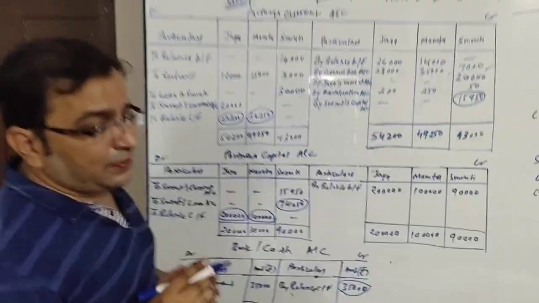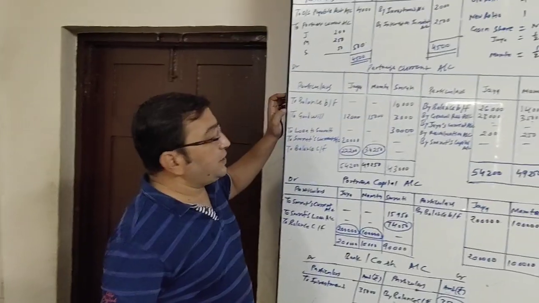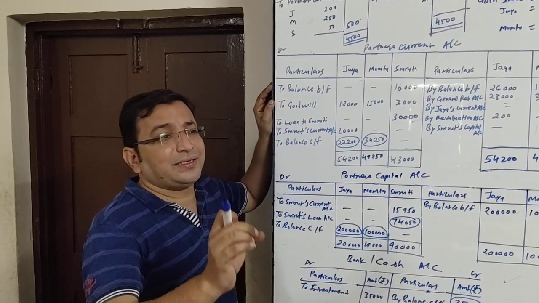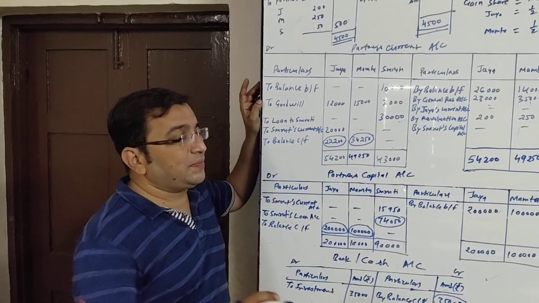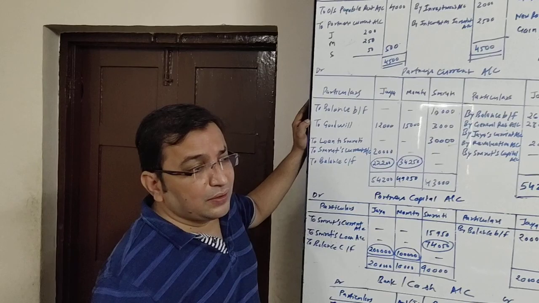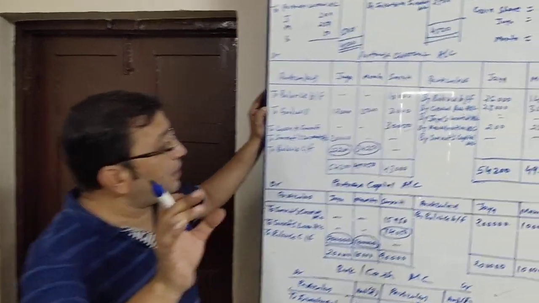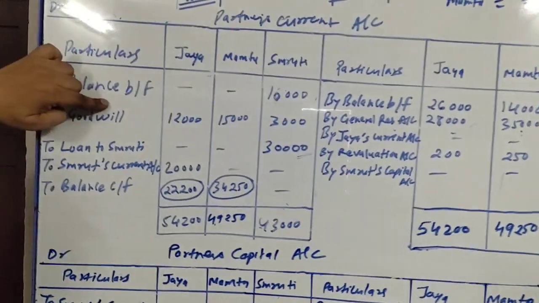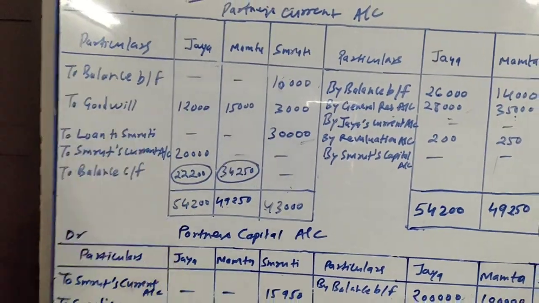Okay, and the next item is current account of Smruti. So friends, current account balance is given at the asset side, that is, it is a debit balance of current account. Earlier we recorded the balances of Jaya and Mamta, those two were credit balances, so we recorded them at the credit side. This is the debit balance of Smruti, so it will be recorded at the debit side. So, to balance brought forward, in the column of Smruti, rupees 10,000.